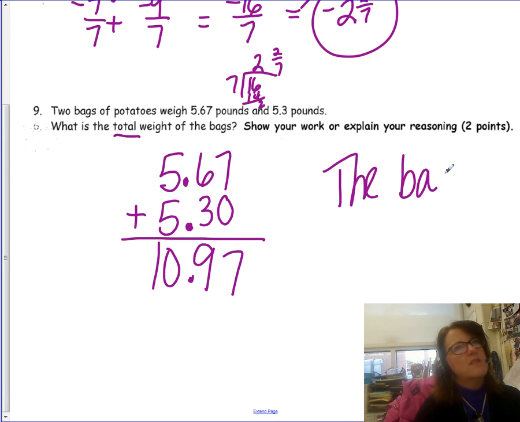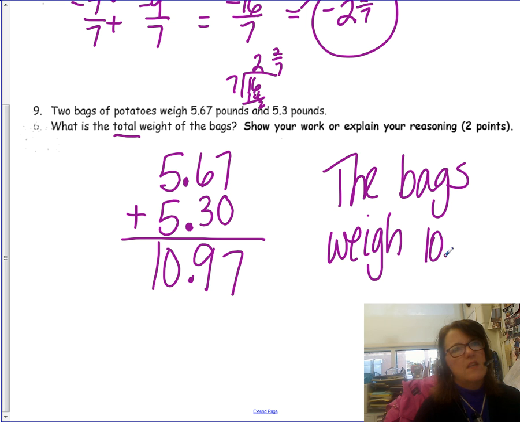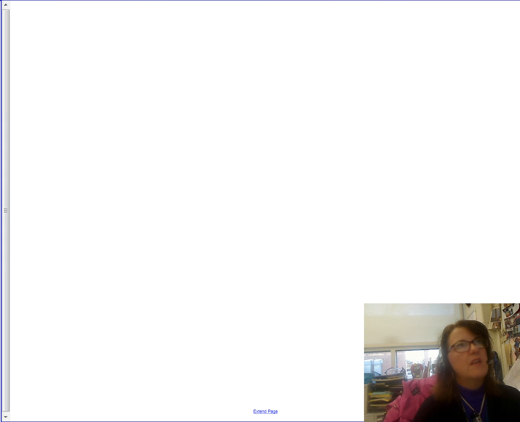The bags weigh 10.97 pounds. So basically almost 11 pounds. There you go. Period. All right, let's see. Wasn't there one last one? Shoot, I'm missing a problem.